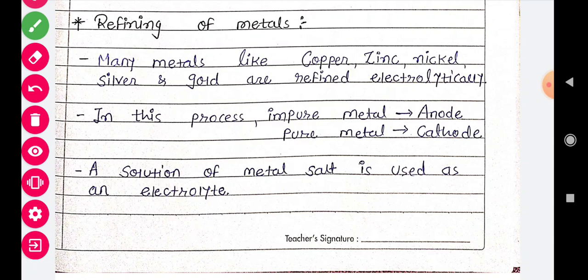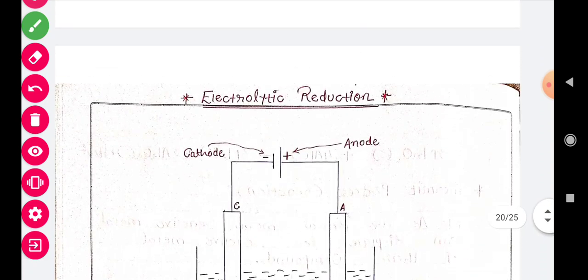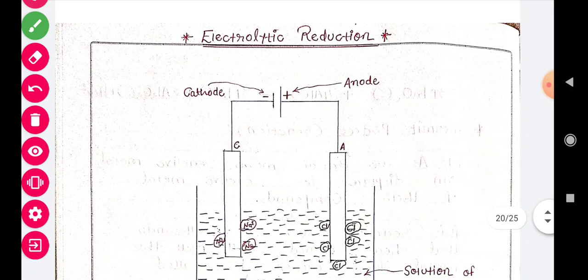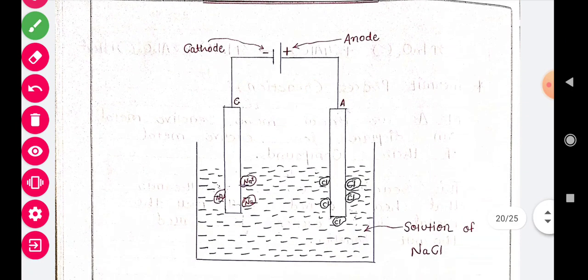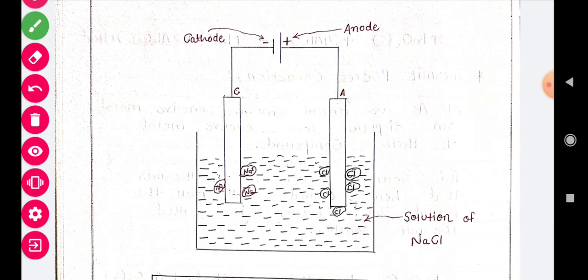Many metals like copper, zinc, nickel, silver, and gold are refined electrolytically. In our previous session, we discussed electrolytic reduction, in which the cathode and the anode are two separate electrodes, on which sodium and chlorine are collected. On the cathode the sodium is collected as a positive charge, and the chlorine gas is extracted from the anode.